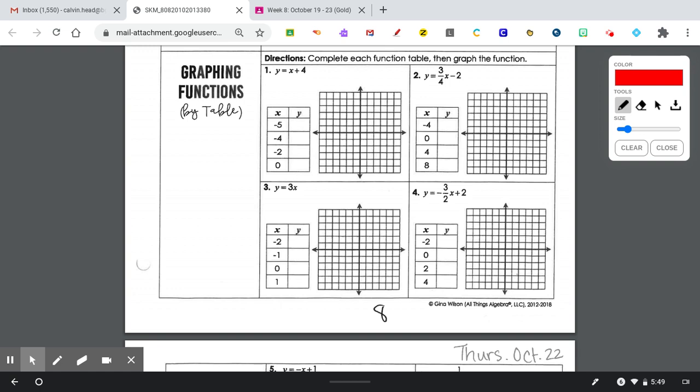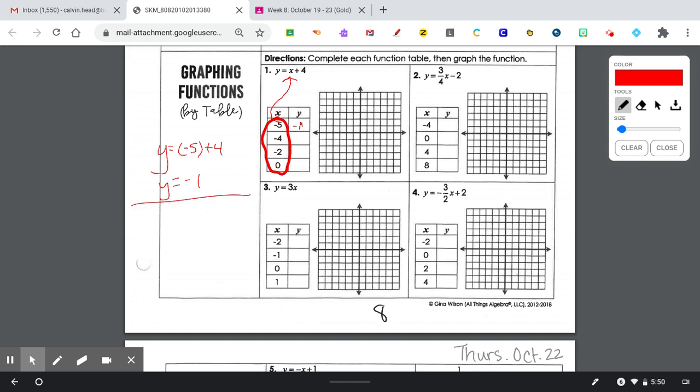All right. So as you can see here, we already have our x values right here. So what we're going to do is input the x into the equation there. So look at number one. We're going to substitute this -5 where the x is, so we can get our y. So y equals -5 plus 4. Well, -5 plus 4 equals -1. So y is -1.